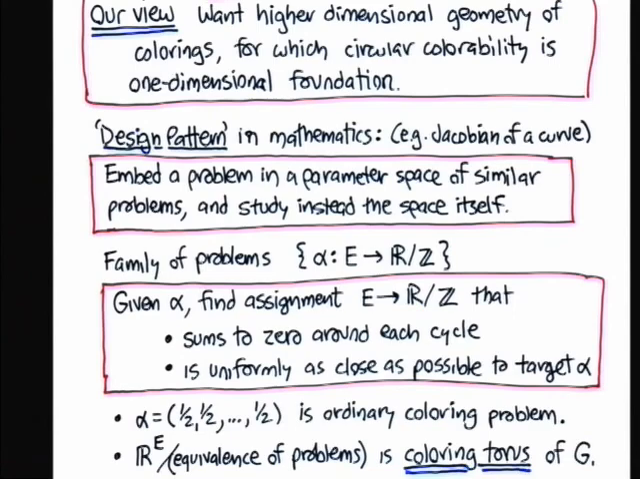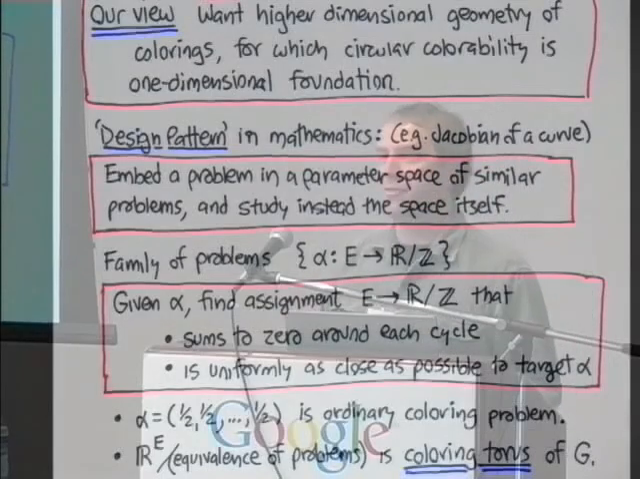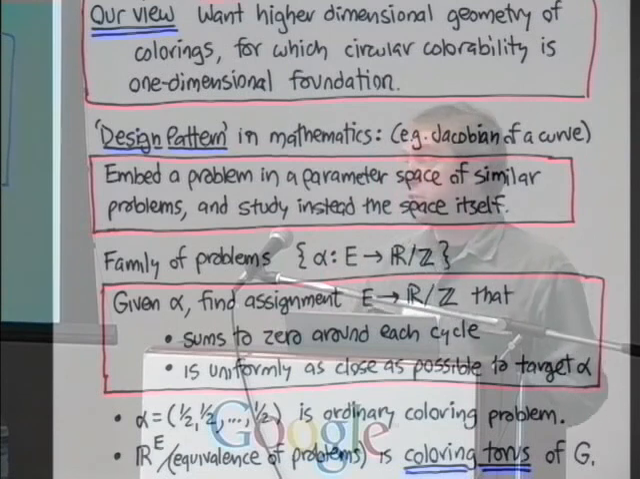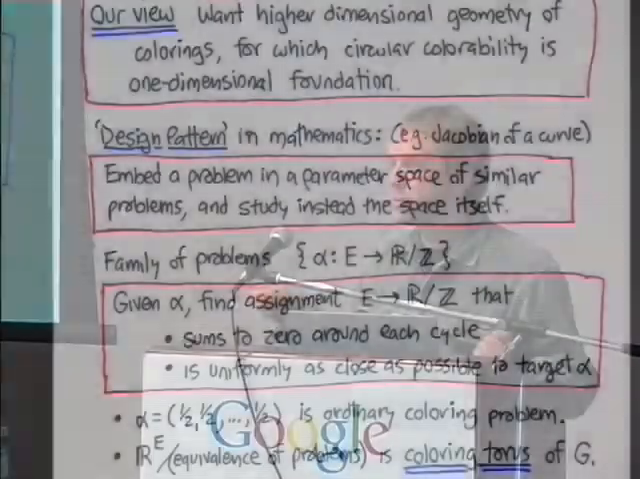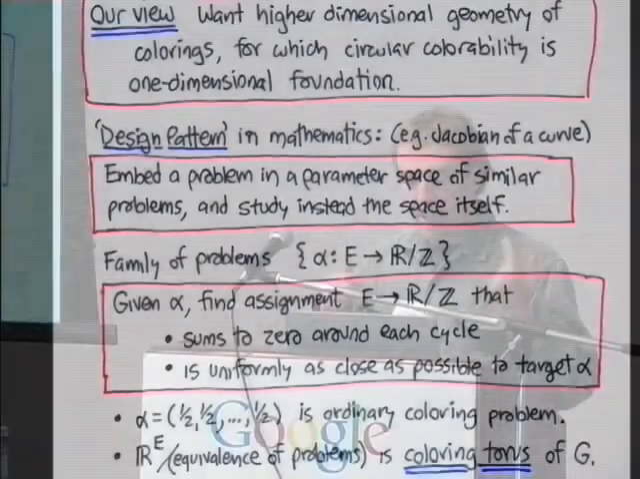So the first shift, if we review, was instead of thinking of vertex colorings as actually values on vertices, we thought of them as values on edges. And then it's equivalent as long as we make sure that we sum to zero around cycles. Well, the next shift is instead of saying we want to avoid zero, let's say we want to be as close as possible to some different target.